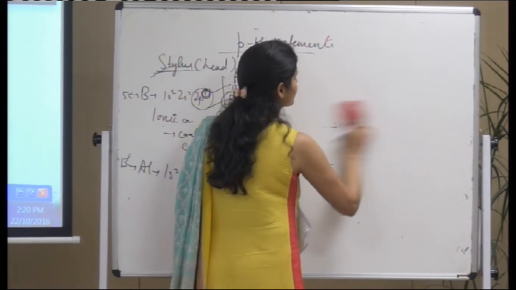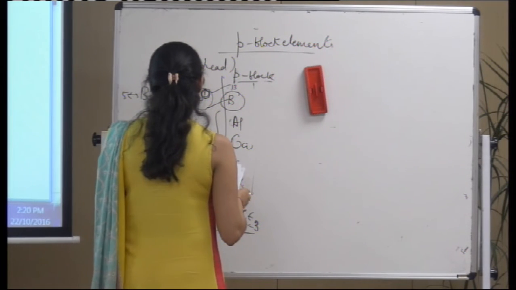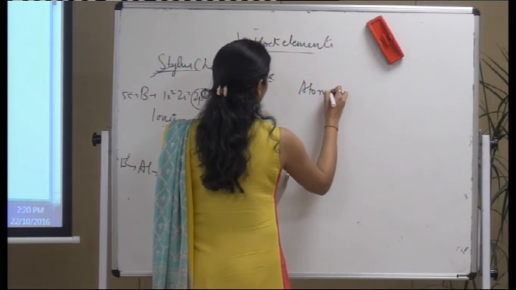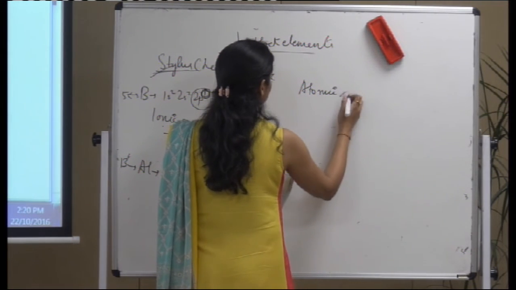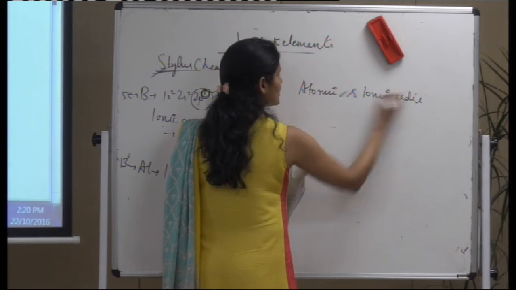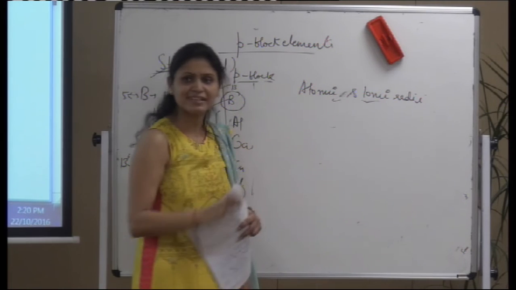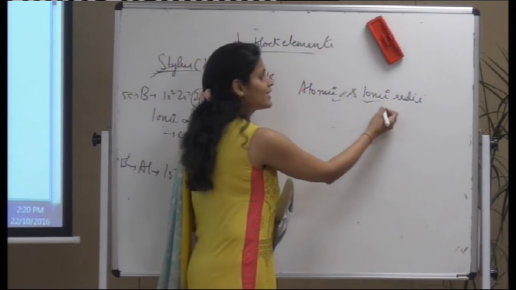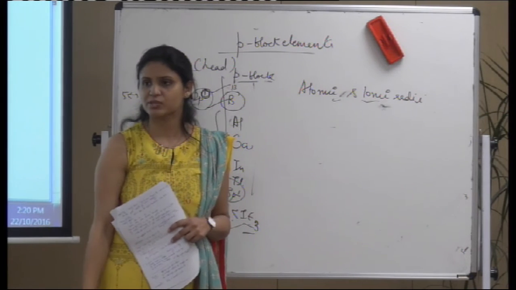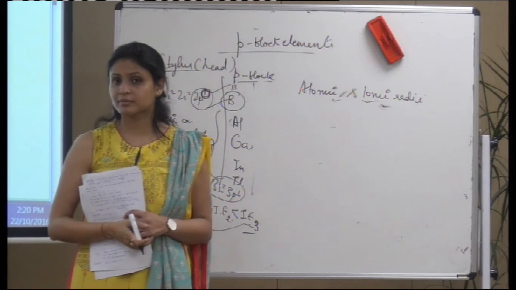Next physical property is atomic and ionic radii. Make sure these both radii are different. Atomic radii when the electron is intact, and ionic radii when it has lost 3 electrons or 2 electrons or 1 electron. So ionic radii should be greater or atomic radii should be greater?